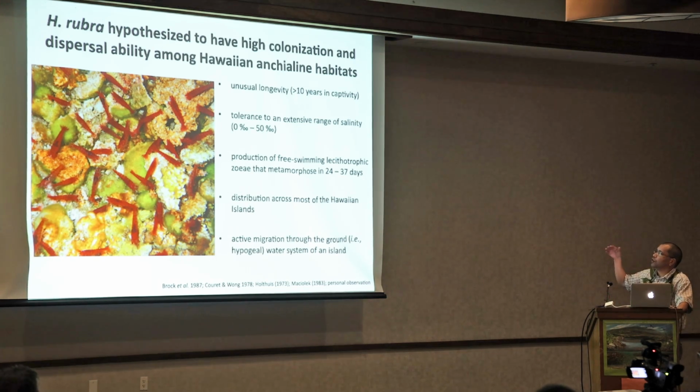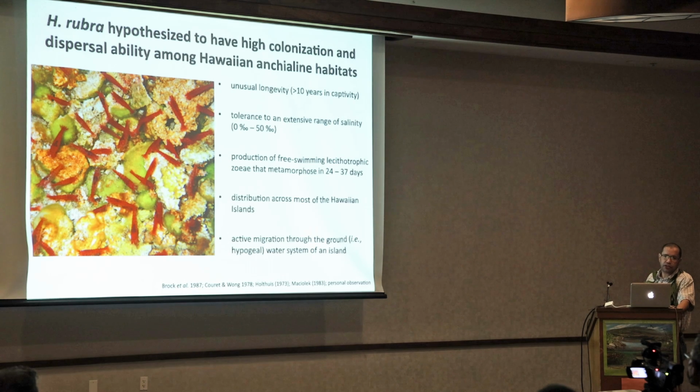Along with that, those individual shrimp have a tolerance for extensive salinity ranges, anywhere from what we would consider fresh water, 0 parts per thousand, up to hypersaline water at 50,000 parts per thousand. These shrimp produce larvae that are yolk-bearing, or lecithotrophic, and those individuals take anywhere up to about a month to settle down. So you can imagine that if you had larvae that were out in the ocean for about a month, they could basically get from place to place fairly effectively.